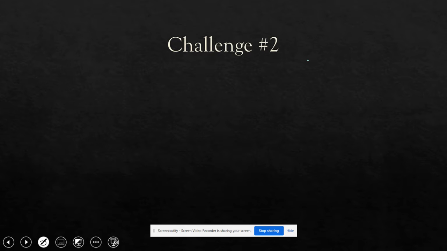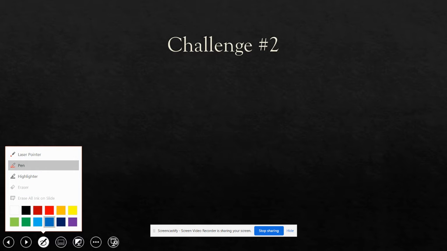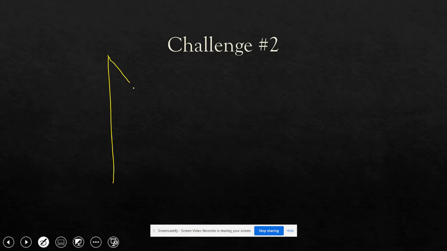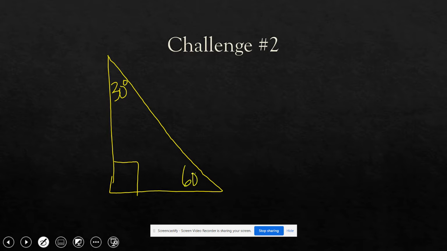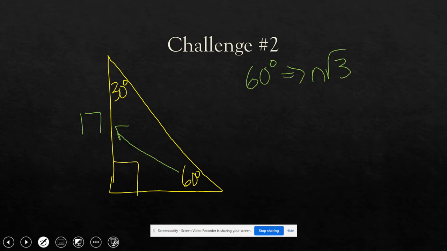Our challenge number 2 question. Let's say that we have our 30-60-90 triangle. And this time, the side length that we know is 17, which is opposite the 60-degree angle. So we know the 60-degree angle is n square root of 3, or x square root of 3. So 17 is n square root of 3.